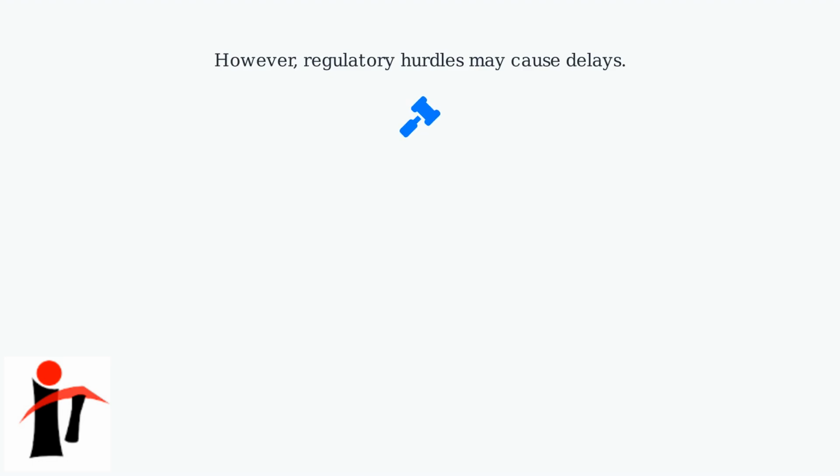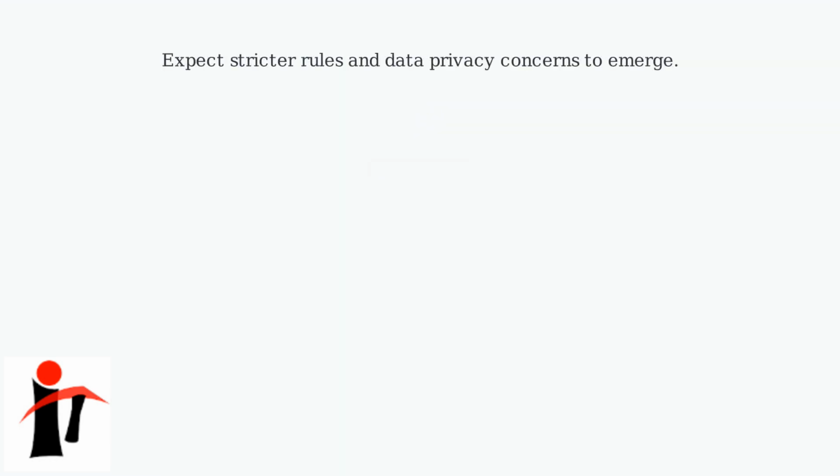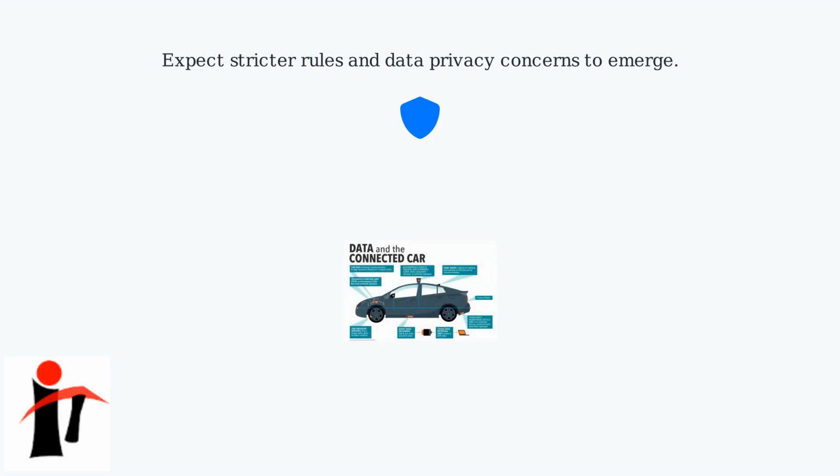However, regulatory hurdles may cause delays, as governments worldwide are implementing stricter safety standards for autonomous vehicles. Different countries have varying approaches to autonomous vehicle laws, which can slow down widespread adoption. Expect stricter rules and data privacy concerns to emerge, as regulators focus on how autonomous systems handle user data and ensure ethical AI development. Connected vehicles collect vast amounts of data, raising important questions about privacy and security.